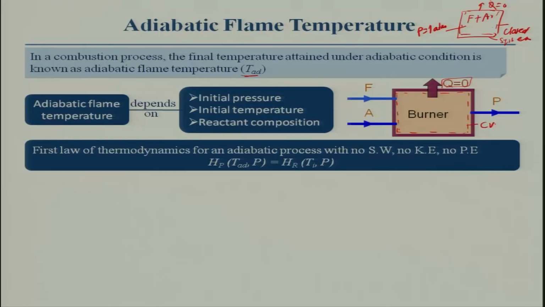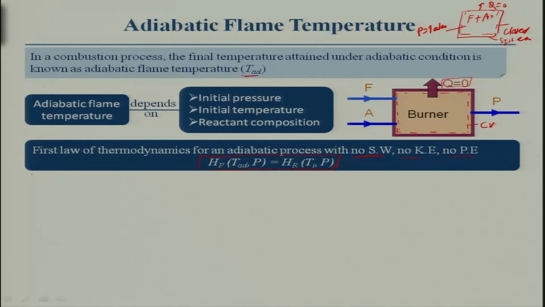Now, from the first law of thermodynamics, for an adiabatic process with no change in kinetic energy, no change in potential energy, and no shaft work, I will get Hp is equal to Hr. Is it true? How will I get this? What is the meaning of Hp equal to Hr? That means the enthalpy of the product is equal to the enthalpy of the reactant. How did I get this? Any idea? The heat evolved will be absorbed by the product. Okay, that is the meaning, but how did I arrive at this expression? That is the question.